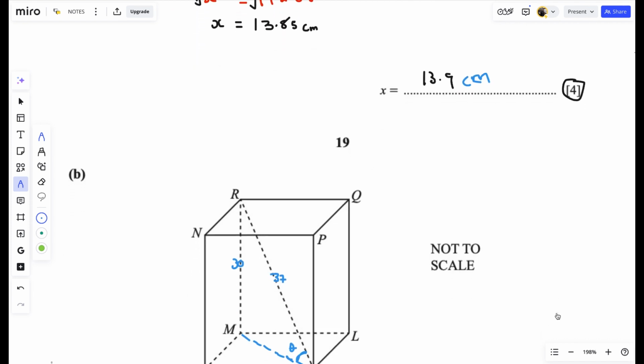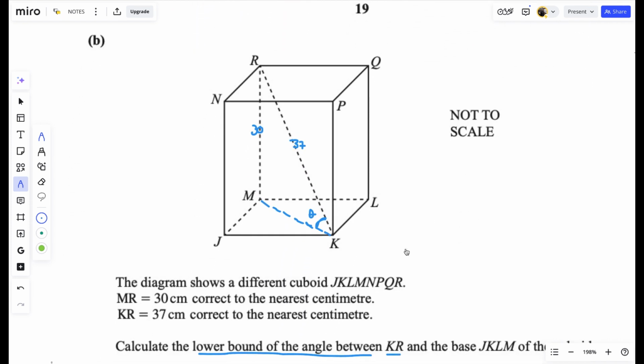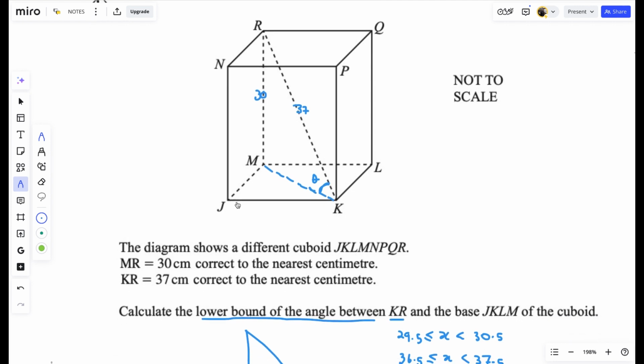Now let's go to the B part of the question. Again, they've given us another cuboid. The diagram shows a different cuboid, JKLM. This base is not a square, it's a rectangle. JKLM, and then you come here, NPQR, which is the second part on top.